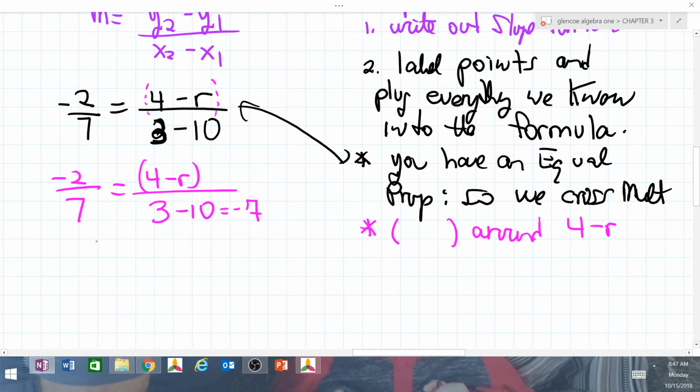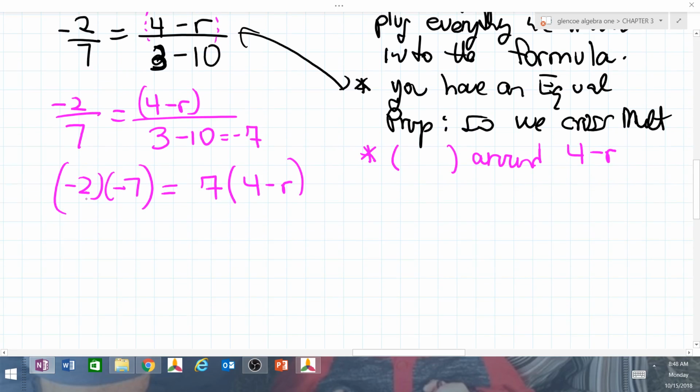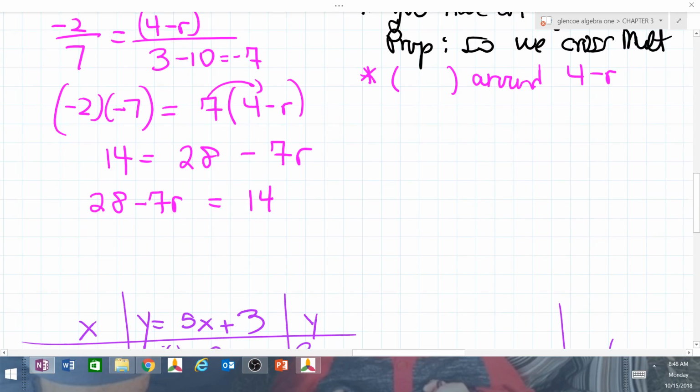Okay, so we can go a negative 2 times a negative 7 equals 7 times the quantity 4 minus r. A negative 2 times a negative 7 is a positive 14 equals 28 minus 7r. Y'all with me? Your brain would like to see it like this right now, so I'm just going to do this for those of you that would like to see it written the other way. I haven't done anything. Okay?